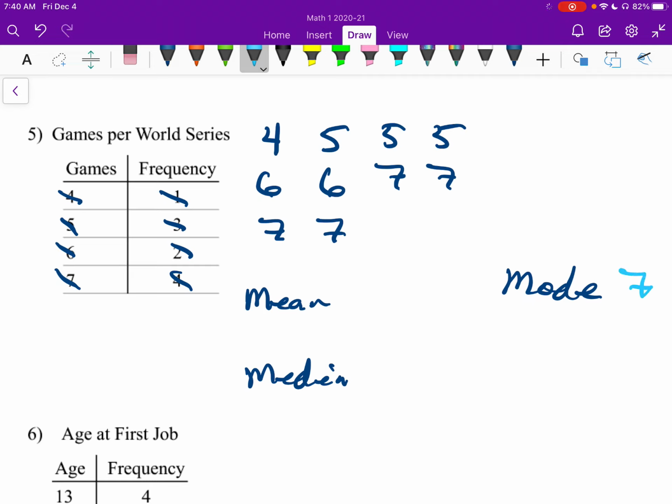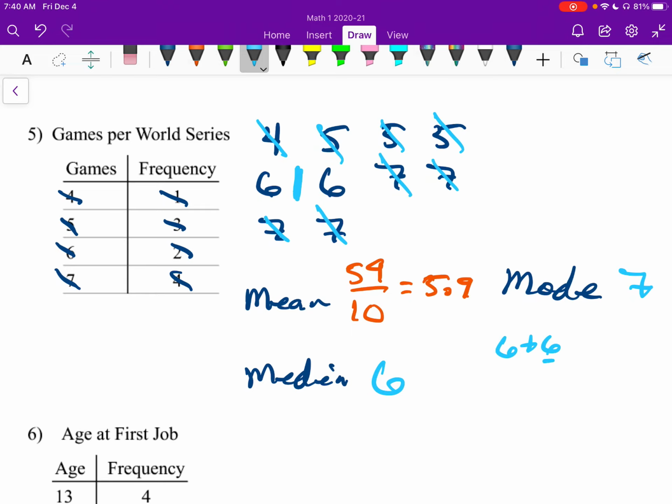My mean, my average, I need to add them up and divide by how many there are. There are 10 total. So I'm going to say 4 plus 15 plus 12 plus 14 plus 14 gave me 59, which divides out to be 5.9. My median, my middle number, I cross out smallest to biggest again, and I have 6 and 6, but I average those together and I get 6. Remember that if those were different numbers, I would have to say 6 plus 6 over 2.